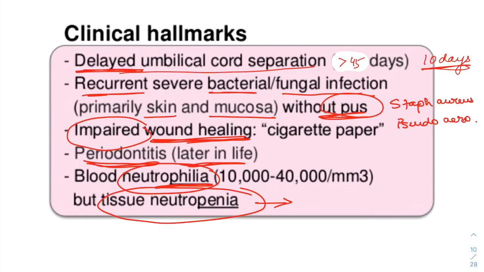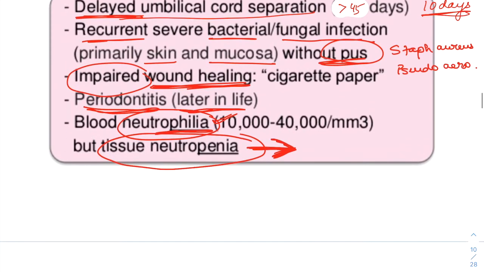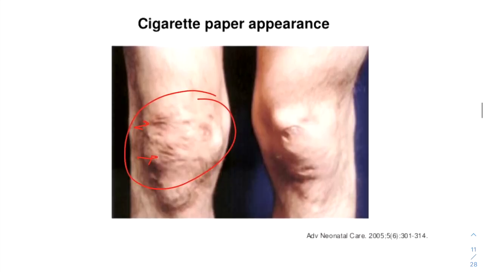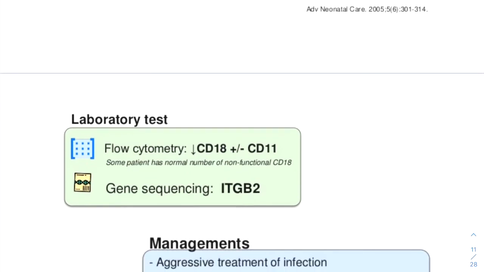So characteristically, although the blood neutrophil count is really high, the tissues hardly get any neutrophils because of the lack of migration of neutrophils to the inflammatory sites. Thus, in the tissue area, there is neutropenia or lack of neutrophils in the tissues. So these were the clinical hallmarks of LAD-1. Now let us discuss its lab diagnosis.